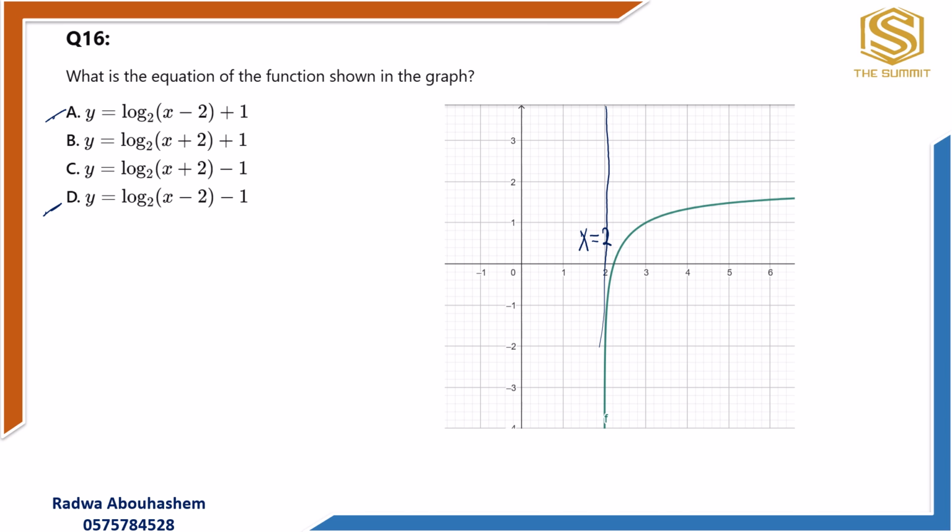So I need to know. So I'm going to pick any point on the graph and apply it in choice A or D to check which one will give me the right answer. This is 3 and 1. So I'm going to put x here with 3. So this is log 2 to 1 plus 1. Log 1 gives me 0. So 0 plus 1 gives me 1. Yes, here's the answer. So choice A.